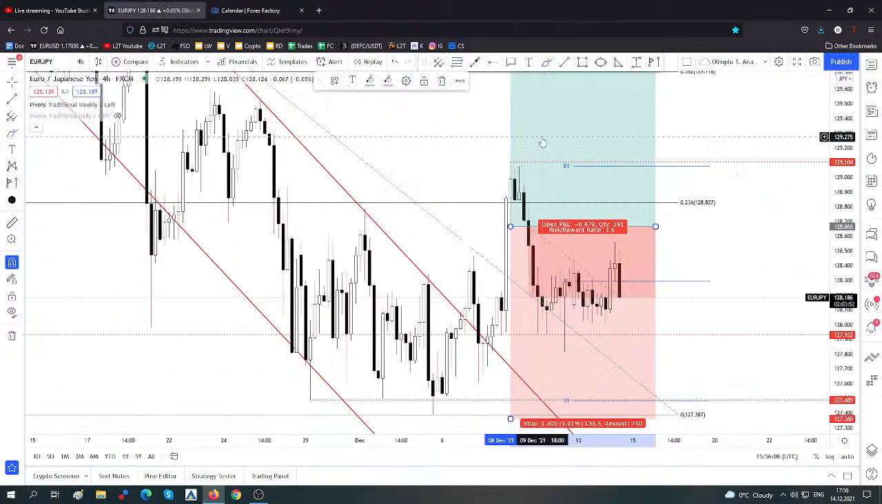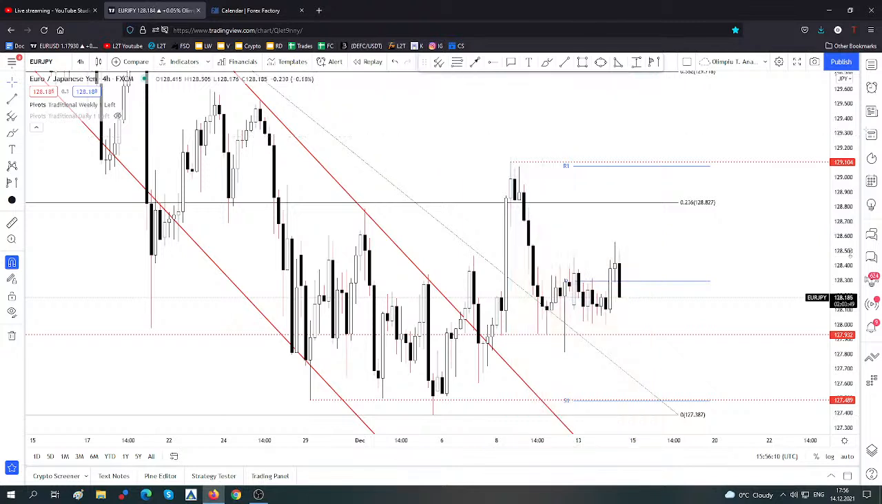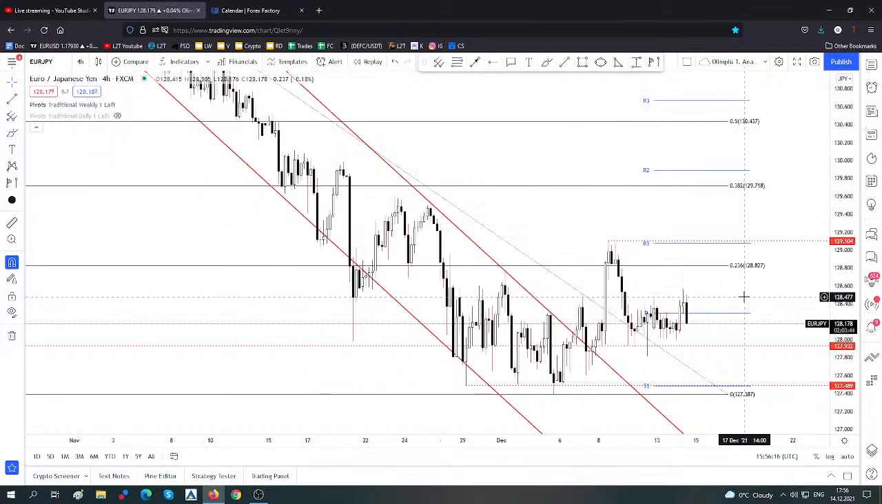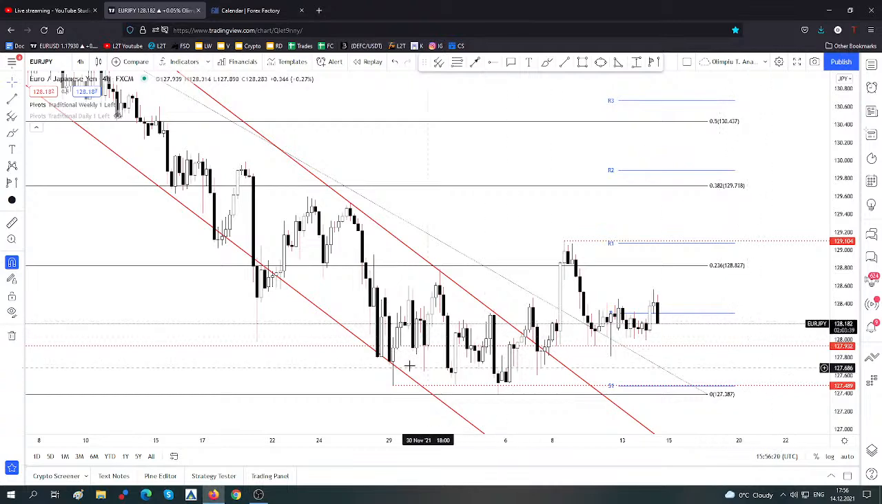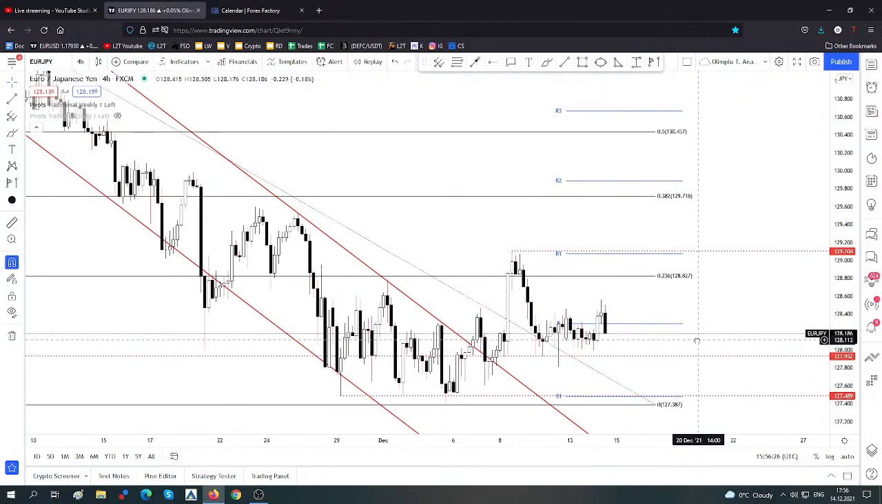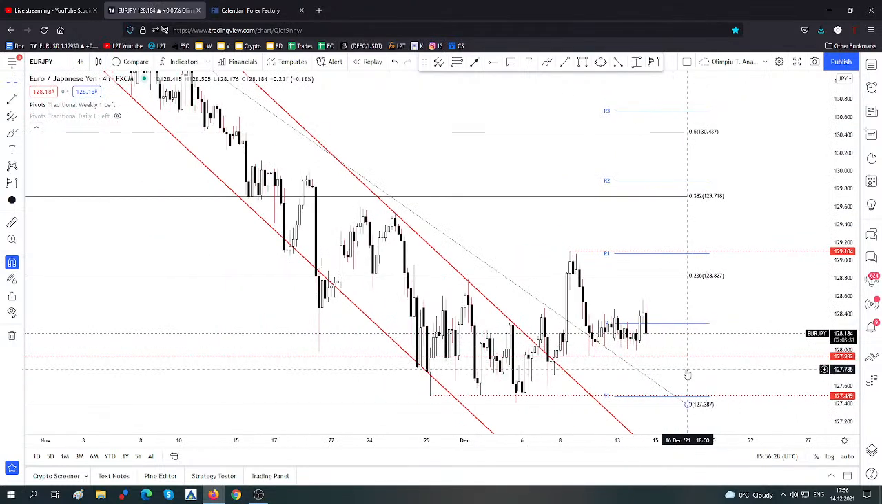I will hide this setup. I didn't send this setup to you guys. It's only my setup here in euro versus the Japanese yen. Something like sideways movement in the short term here, but as long as it stays above 127.93, above these former lows, if it comes back and stabilizes above the pivot point, it could jump higher.